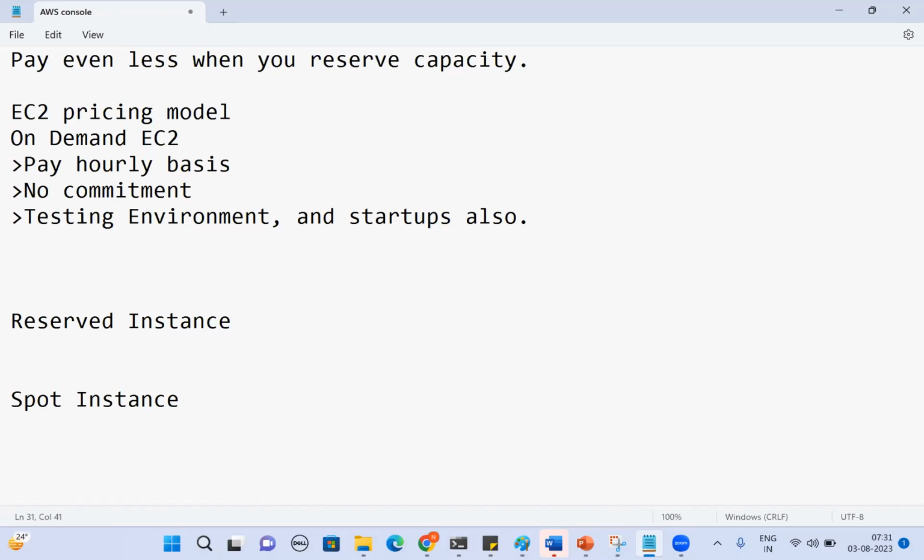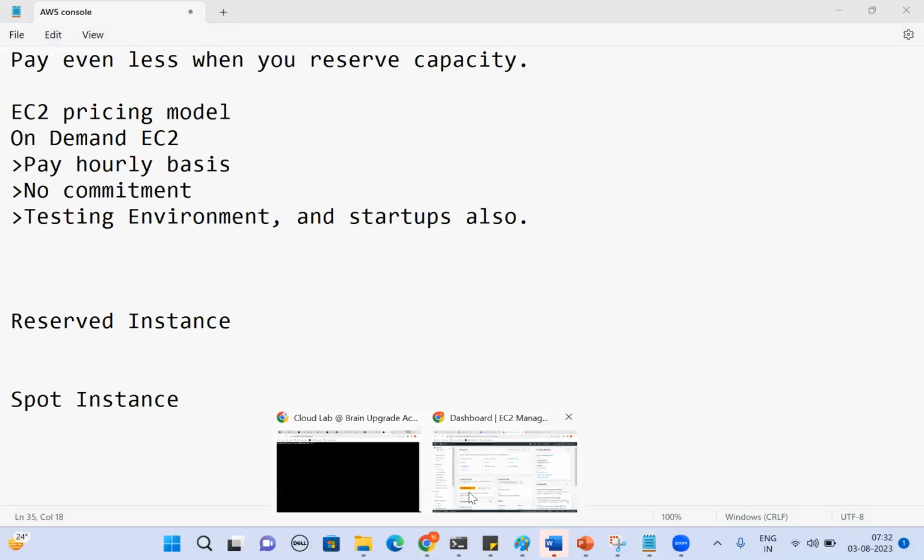Okay, and coming to the reserved instance. Okay, here we got a question. For the instance service, can we use this service for free? Yes, yes, you have one. I will show you that also, the point which you asked.